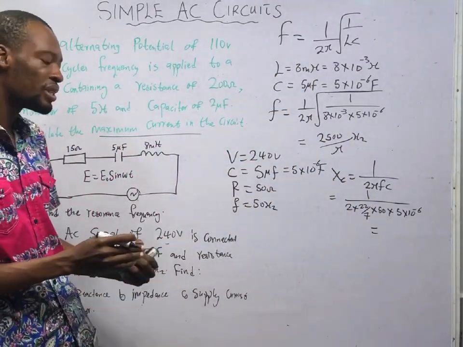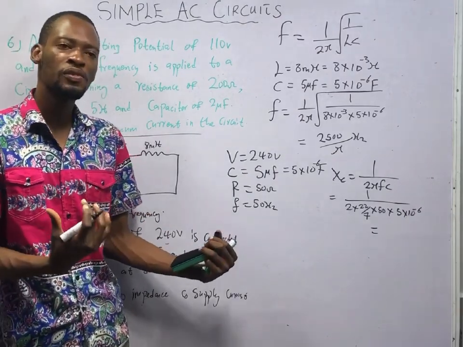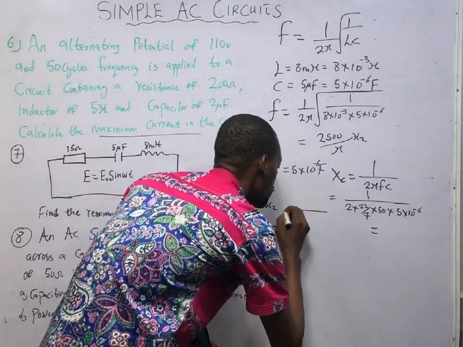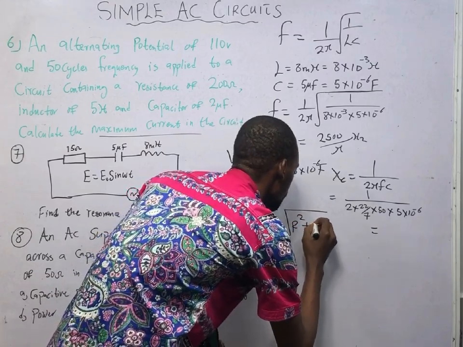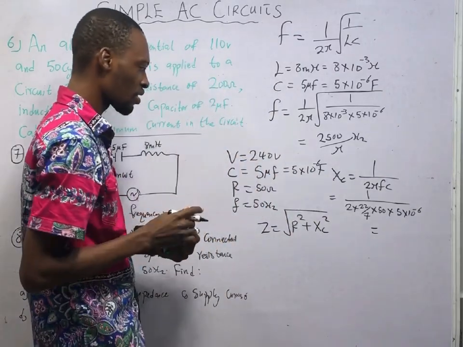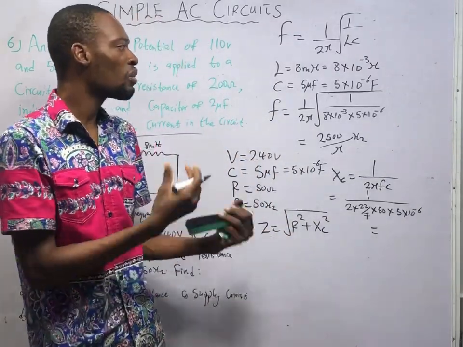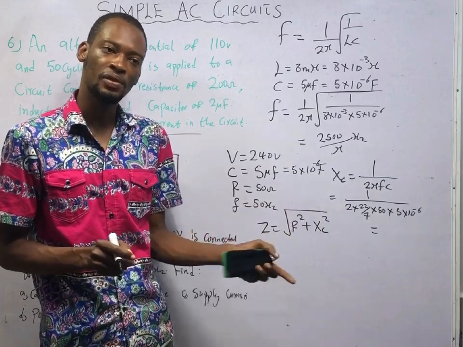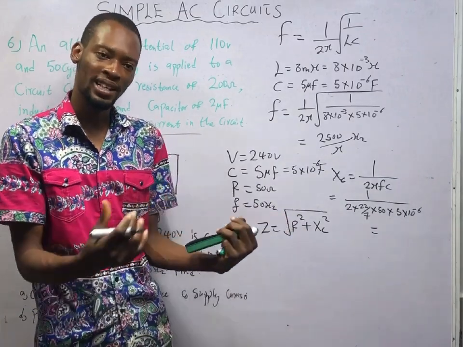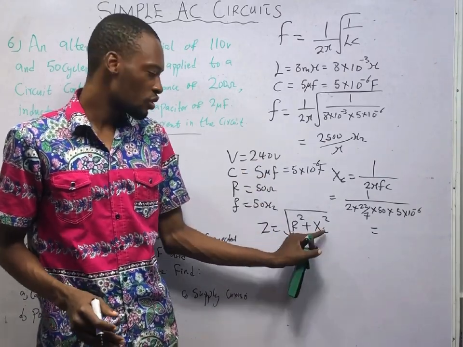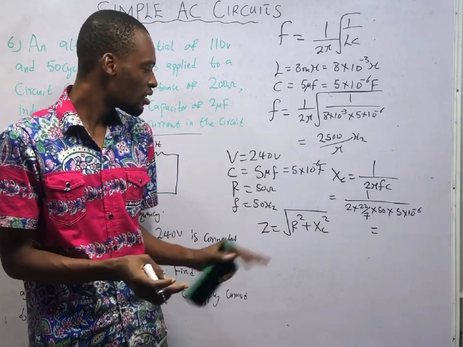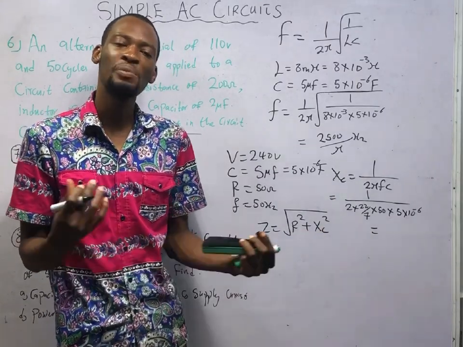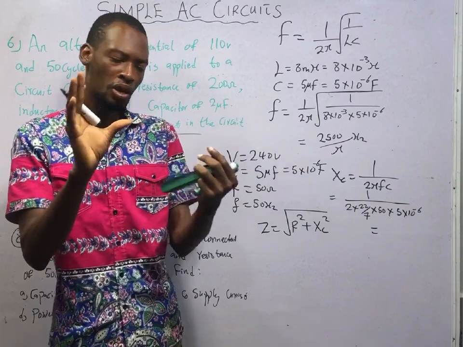The next one says, find the impedance. Impedance here is the opposition to the flow of current offered by the capacitor and resistor. So impedance in this circuit is simply the square root of R squared plus XC squared. Since we have just resistor and capacitor, unlike the one we solved earlier, where we had resistor, capacitor, and inductor, and therefore subtracted the capacitive reactance from the inductive reactance and squared. But here, we have just XC, so it remains. If it were a circuit containing the resistor and inductor, here will simply be inductive reactance squared. So take note of how to find impedance in a circuit containing just two of the components.